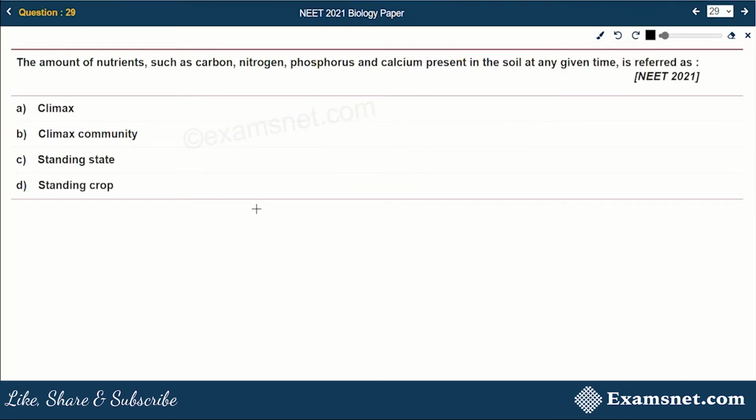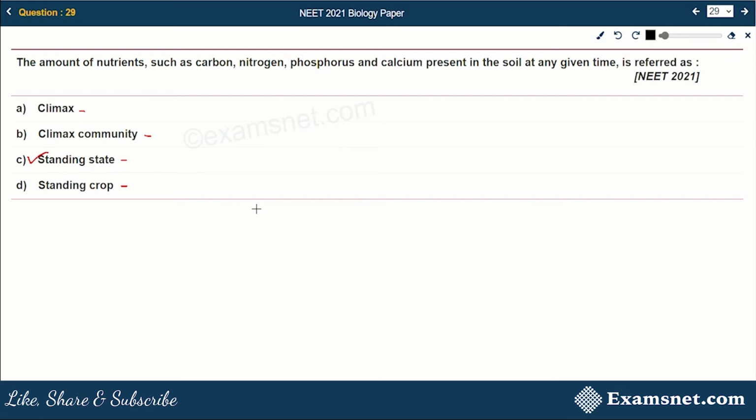Question number 29 is from the chapter Ecosystem, class 12, and the question is, the amount of nutrients such as carbon, nitrogen, phosphorus and calcium present in the soil at any given time is referred to as, and the options are climax, climax community, standing state and standing crop. So the correct option is option C, that is standing state.